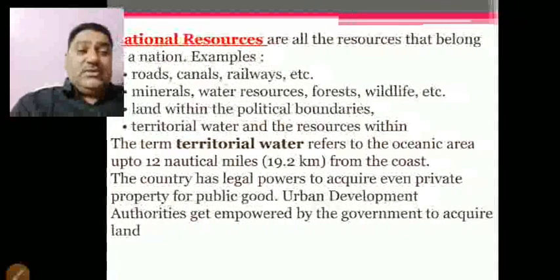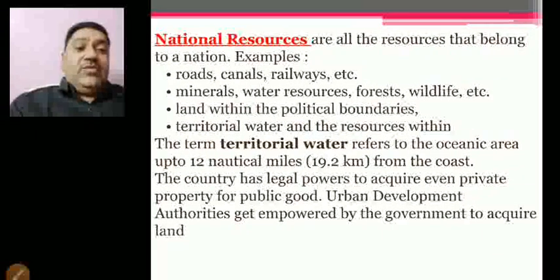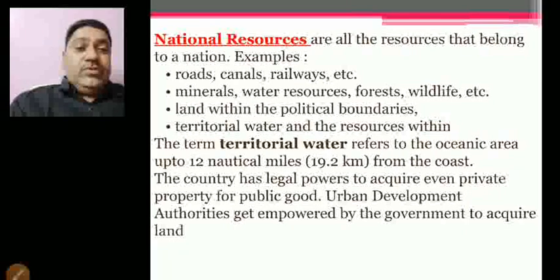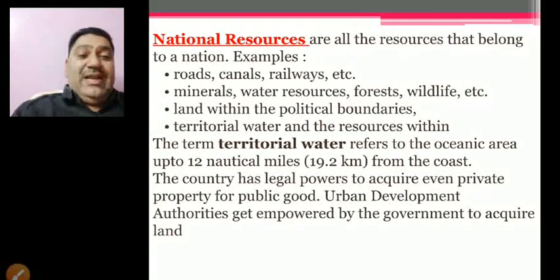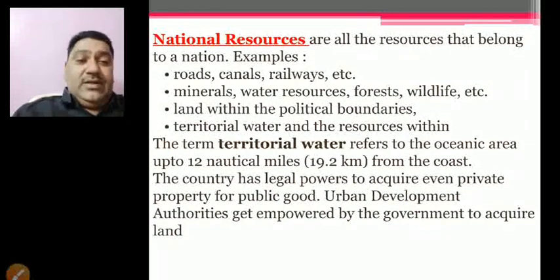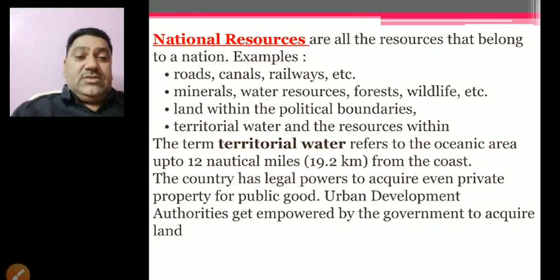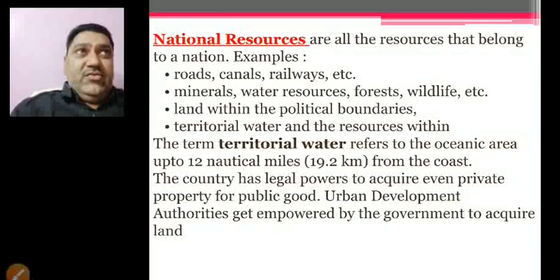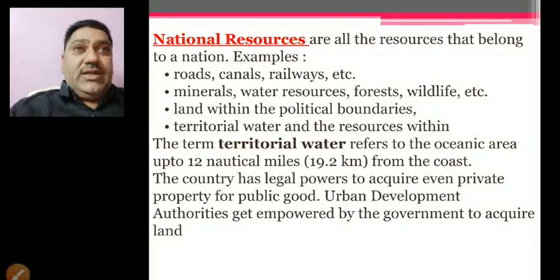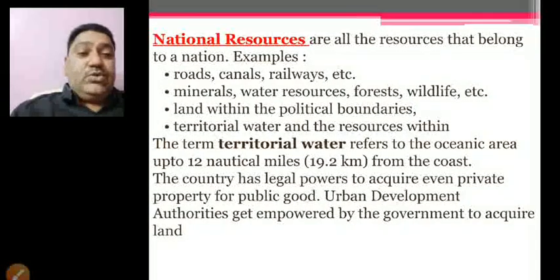Next and most important is national resources. In fact, every resource belongs to a nation. Therefore, almost each and every resource is a national resource, which includes roads, railways, canals, minerals, water resources, forests, wildlife, and land within the political boundary of a country. Similarly, territorial waters. Territorial water is the oceanic area up to 12 nautical miles from the coast of that country. So remember, territorial water is the oceanic area up to 12 nautical miles from the coast of a country. That is called territorial water.